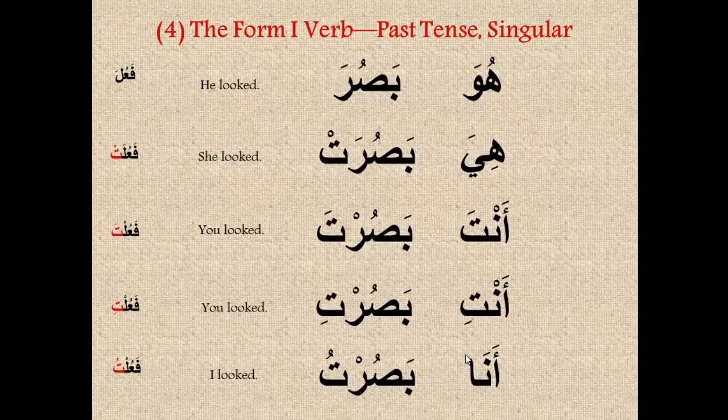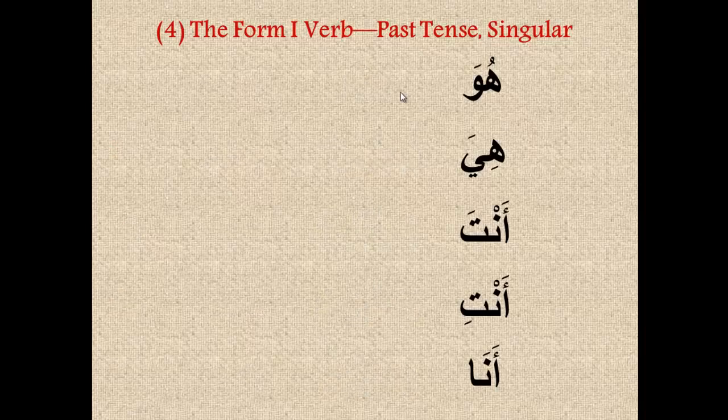So huwa basura, or just basura, means he looked. Basurat, she looked. Basurta, you looked, referring to anta, you, masculine. Basurti, you looked, referring to anti, you, feminine. And basurtu, I looked. So this is an example of a verb following the pattern fa'ula, and it is still a form 1 verb. And the last possible combination is fa'ila, in which the middle root takes a kasra. And this is again considered a form 1 verb, one of the variations of the form 1 verb, in addition to fa'ala and fa'ula. The verb is kariha.